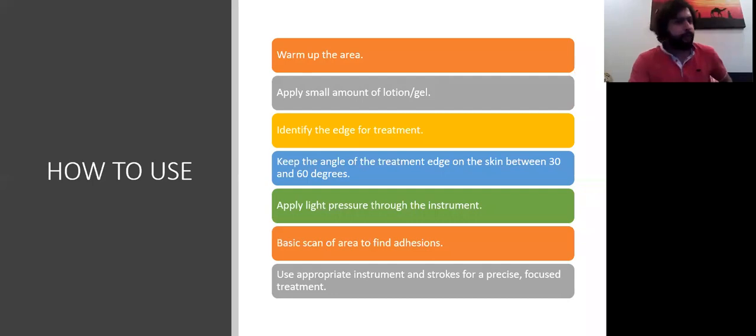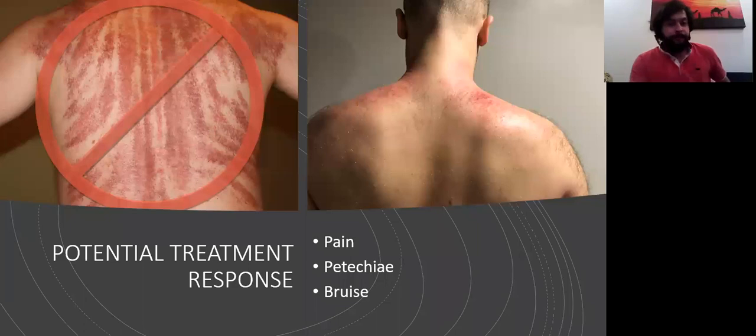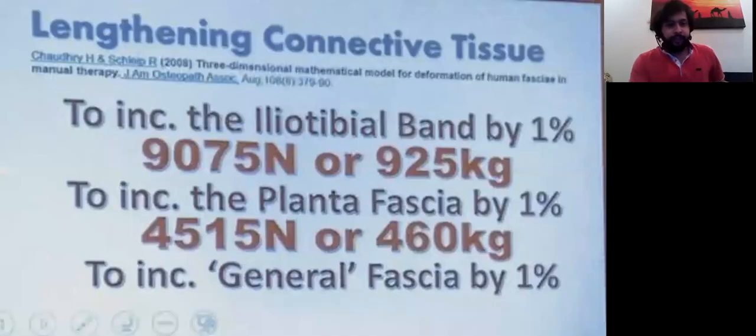Then we talked about the different types of strokes and the different types of tools. This is a boomerang. There are different types of tools, multi-curve, handlebars. And then we talked about the treatment response, what we need, what we don't want. And then we talked about the progressions: what is the first phase of rehab, what is the second phase, what is the third phase. You can choose the treatment program and protocol and design it accordingly. And we talked about one of the researches, which someone says is like IT bandage, something like that.